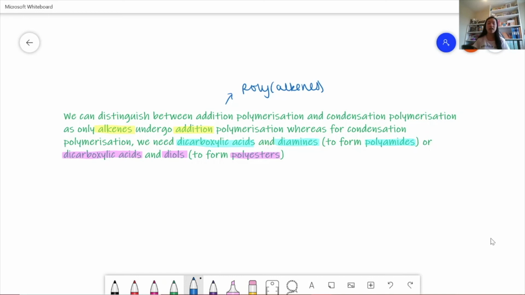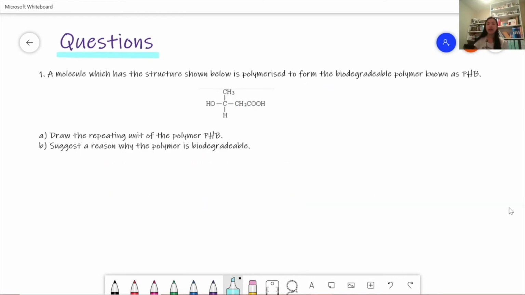So for example, if a question asked you, what kind of polymerization would this molecule here undergo, then because this is an alkene, this is ethene, that means it undergoes addition polymerization. Condensation polymerization is also when we remove a small molecule. So in these cases, they would be waters. So waters would be liberated when we react dicarboxylic acids and diamines, or dicarboxylic acids and diols. So now we're going to have a look at some questions.